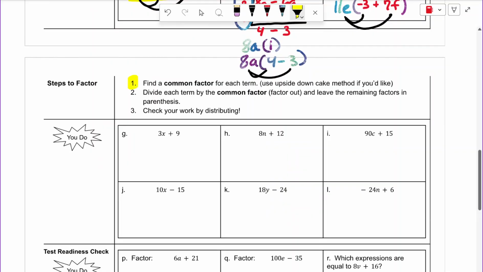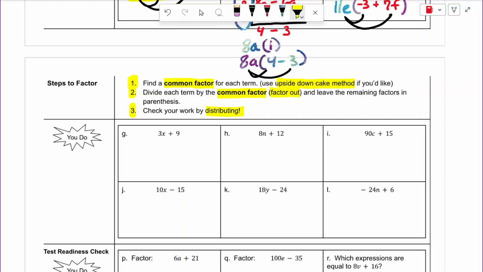Well, number 1, we find a common factor first for each term. Use upside down cake method if you want to. If you don't, that's fine. You can do your way as long as you're getting the right answers. Number 2, divide each term by the common factor. It's also called factor out, and leave the remaining factors in parentheses. And number 3, check your work with distributing, and we did that every time.